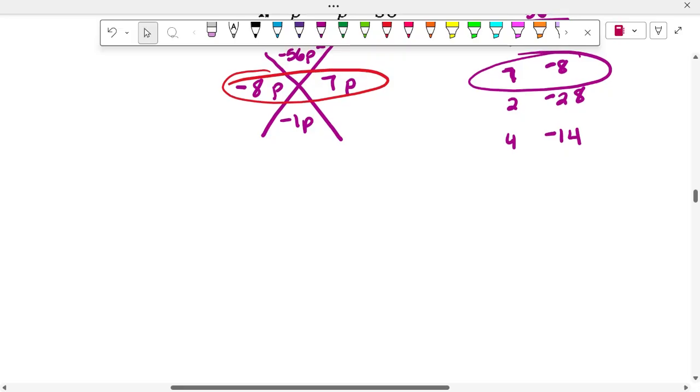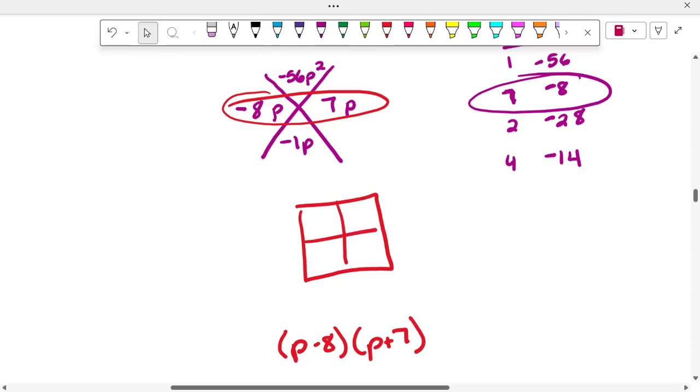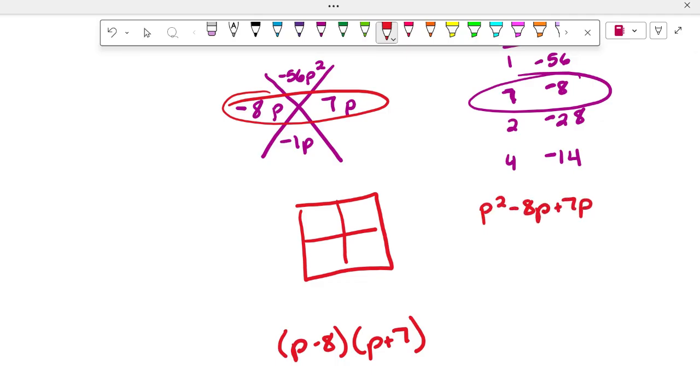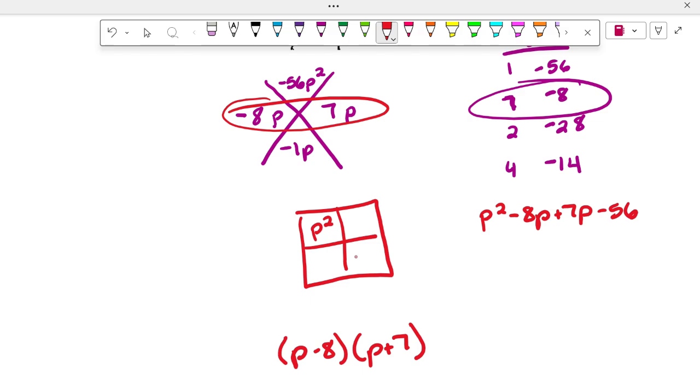Now, I know that I could go straight to my factors of p minus 8, p plus 7. But let's say that I didn't. I'm just going to do a quick reverse box. All right. If I wrote these all out, I have p squared minus 8p plus 7p minus 56. So what goes in top left? P squared. What goes in the bottom? And then the other two just kind of fill in the blanks.